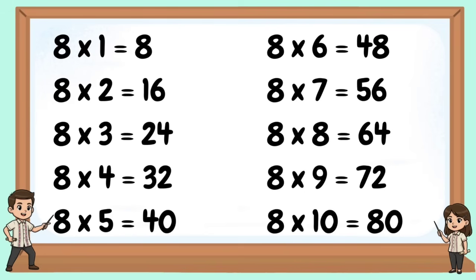8 times 6 equals 48. 8 times 7 equals 56. 8 times 8 equals 64. 8 times 9 equals 72. 8 times 10 equals 80.